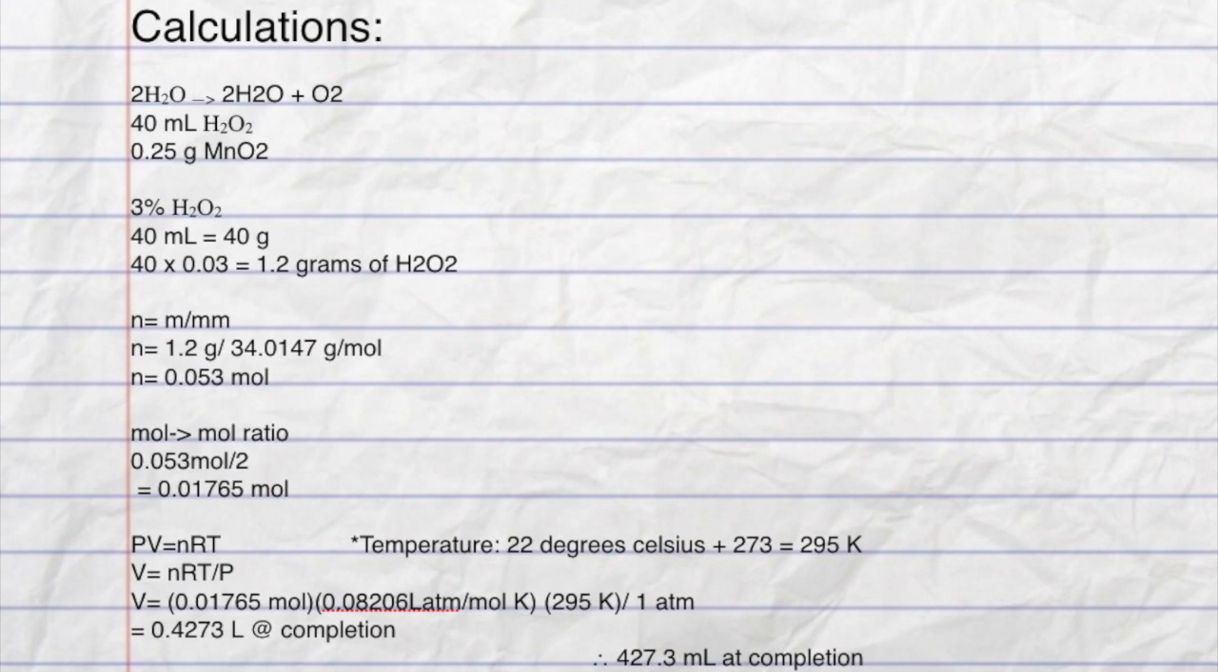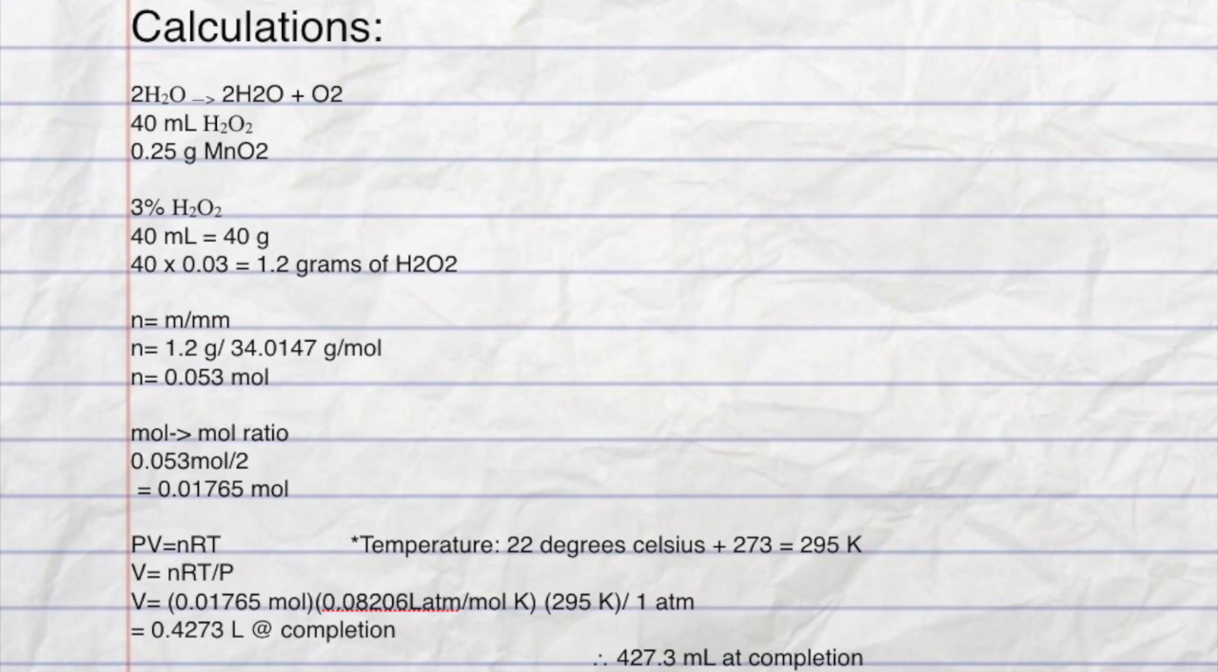Therefore, I needed to divide this value, the moles of H2O2, by 2. I then got 0.01765 moles, and I was then able to use that value in the PV equals nRT formula. Using this formula, I was able to isolate for V, as that was the variable that I was looking for. So I plugged in the moles that I calculated in the previous step for n.